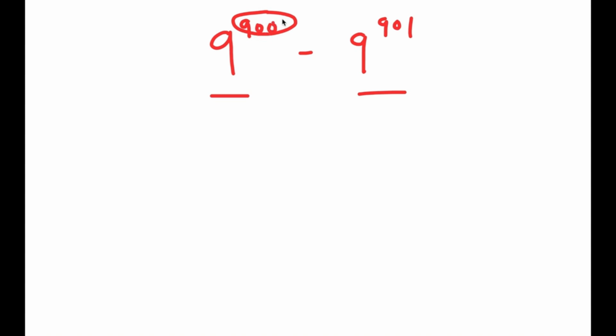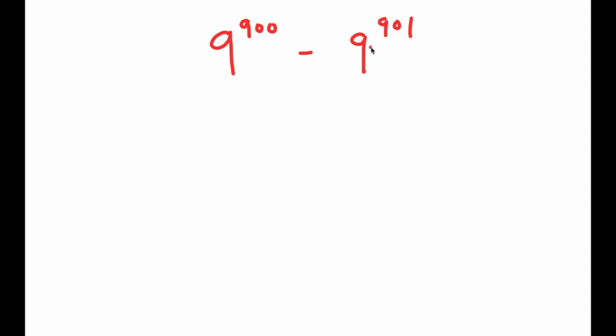Alright, so in this video, I'm going to be solving the problem 9 to the power of 900 minus 9 to the power of 901. To solve this, I'm going to first start by evaluating my terms. So we have 9 to the power of 900 and 9 to the power of 901. And these two terms are pretty similar, except that the exponent for 9 to the power of 900 is 1 less than the exponent for 9 to the power of 901.